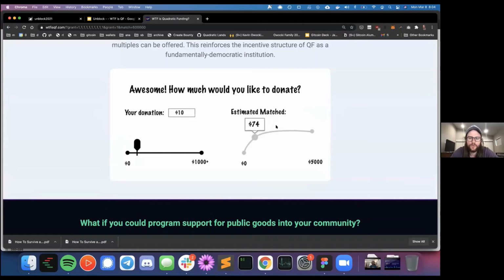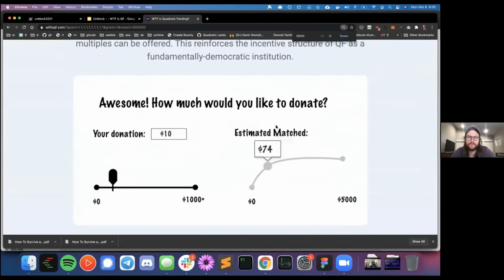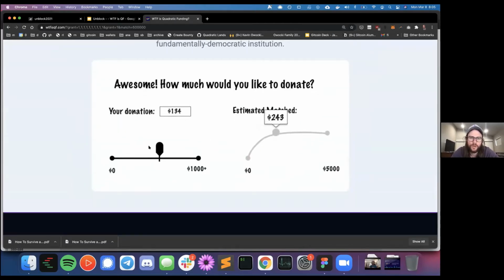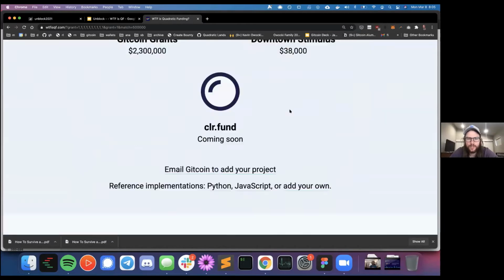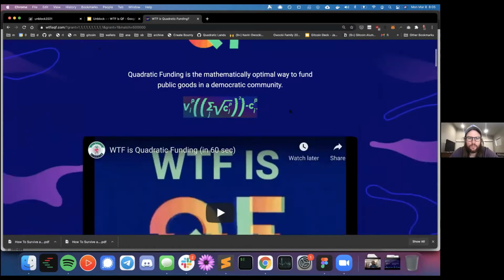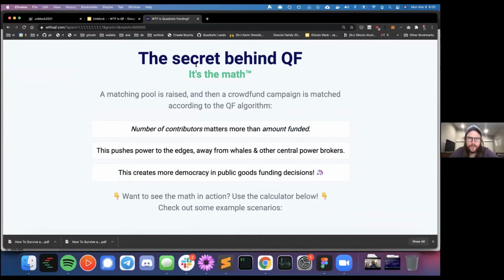There's a bunch of math behind this, but the TLDR is that for projects that have a very strong, broad base of support, the estimated match for an incremental donation to this project can be super high. So a $10 donation can be matched by $70 to $200, depending on how broadly supported that project is by the community. This is the secret behind quadratic funding.